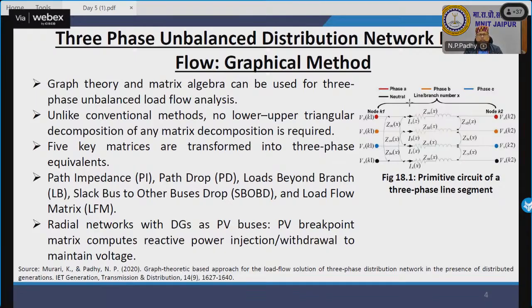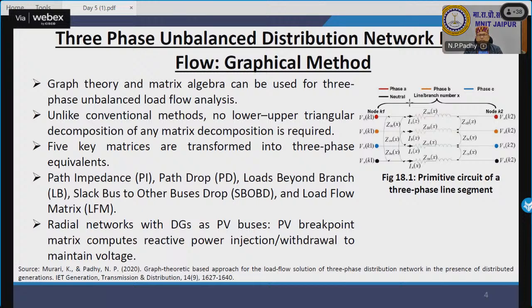So what exactly happens? Graph theory and matrix algebra can be used for three-phase unbalanced load flow analysis. Unlike conventional methods, no lower-upper triangular decomposition or any matrix decomposition is required. Now, there are 5 key matrices, as we discussed in graph theory, that need to be transformed into three-phase equivalents, such as path impedance PI, path drop PD, loads beyond branch LB, slack bus to other bus drop SBOBD, and load flow matrix LFM. So these are the 5 matrices one has to develop for three-phase systems.